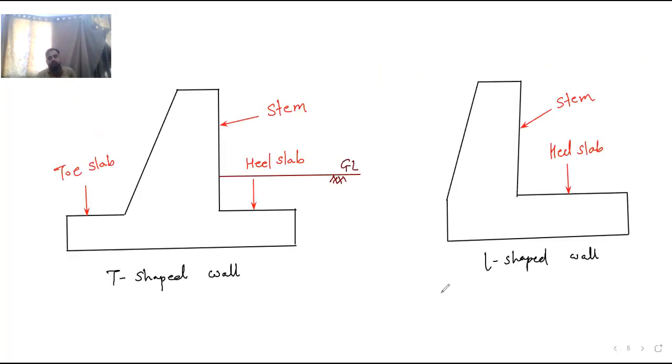If you see the diagram, these are all components. This is the stem. Okay, here there is no support, so it will also act as a cantilever. Here it is the toe slab. It will act as a cantilever, and then heel slab. Here it is the cantilever length. Here it is fixed, and this length acts as a cantilever under the action of the forces.